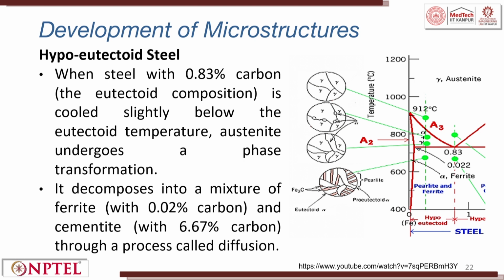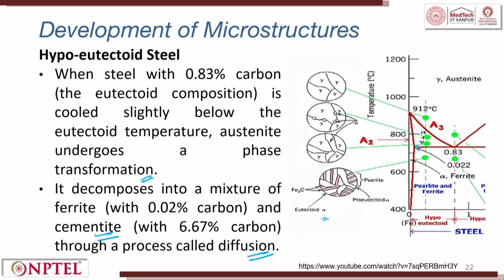Hypoeutectoid steel: when the steel with 0.83% of carbon is cooled slightly below the eutectoid temperature, austenite undergoes a phase transformation. It decomposes into a mixture of ferrite and cementite through a process called diffusion. So, you can see here, when the carbon percentage is 0.83, it should be somewhere here, and is cooled, you get this. So, gamma, you get this, you get eutectoid.